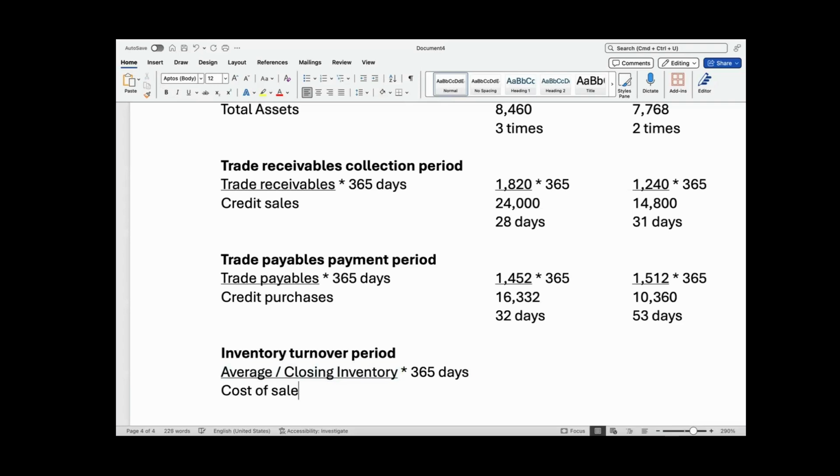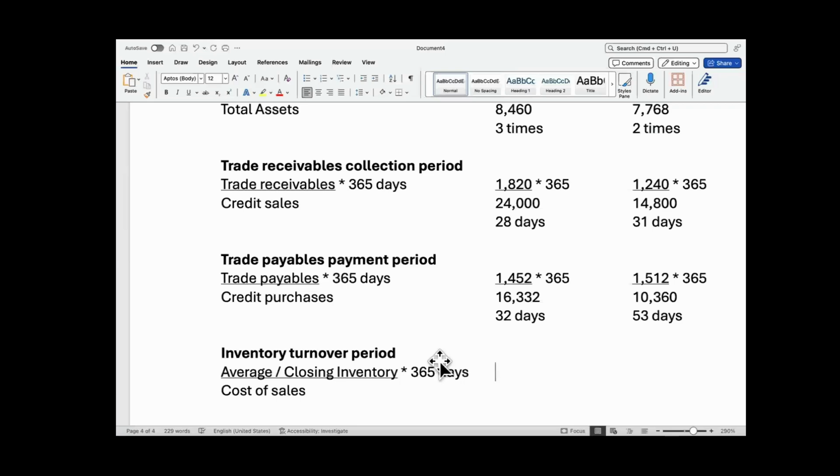So in the exam, I will always advise you to use closing inventory. Don't use opening plus closing divided by 2. You might run into problems. Because if I want to use average inventory in this question, I will find it challenging, because even though I can get closing inventory and opening inventory for the current year, for 2022 I will not find opening inventory. I can only find closing.